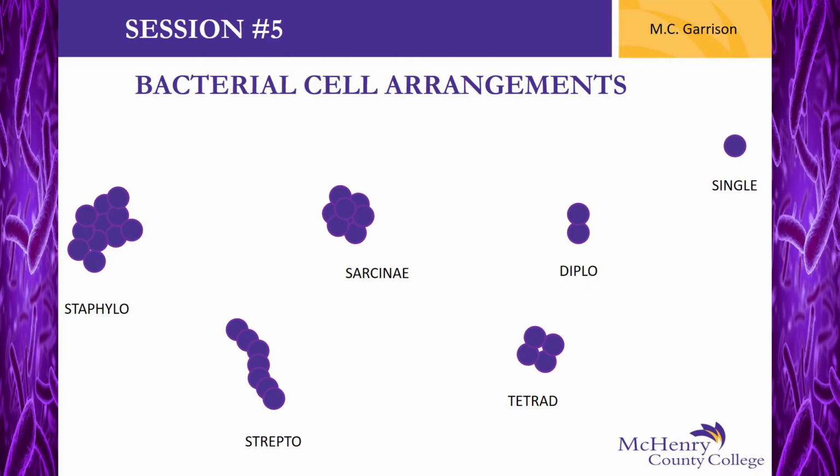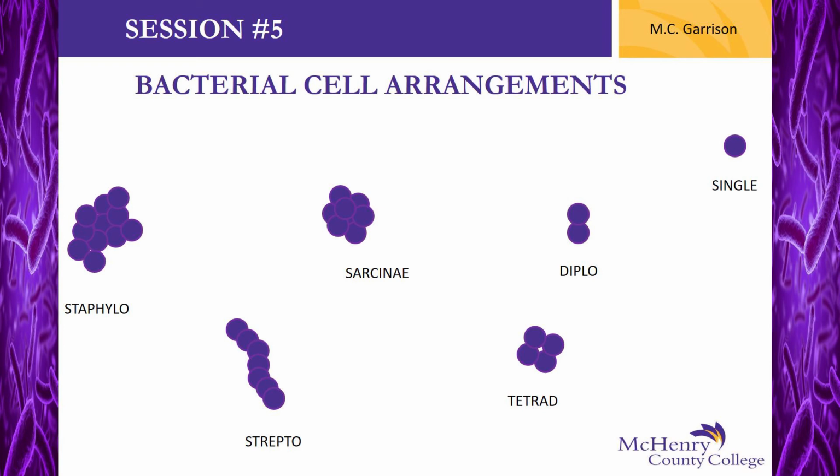We have for arrangements single, diplo. If it divides on two planes and stays together as four cells, we call it tetrad. We have strepto, which is in chains, and we have staphylo, which is in grape clusters. There are also other terms such as sarcini. Sarcini means in a cube-shaped cluster of 8, 16, 32 cells, creating almost a box-like structure, kind of squared off in its arrangement.